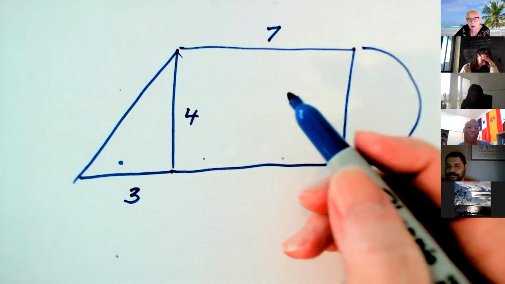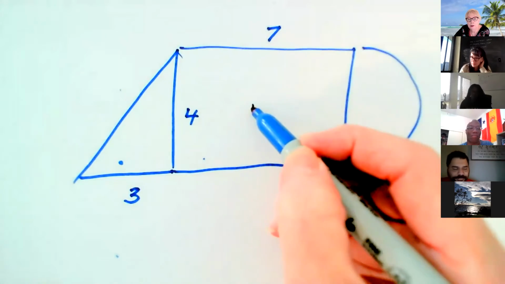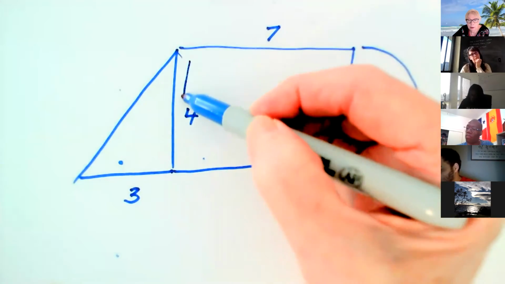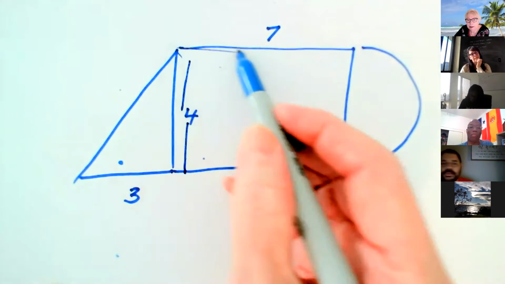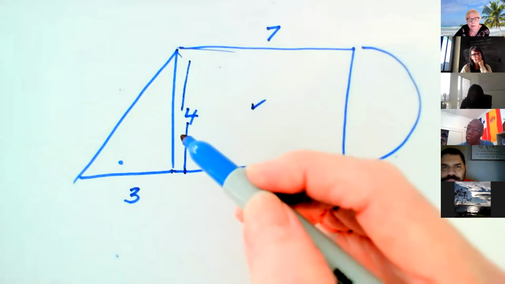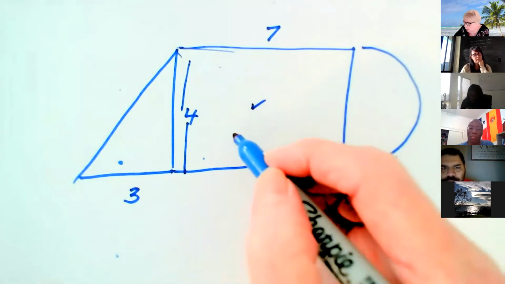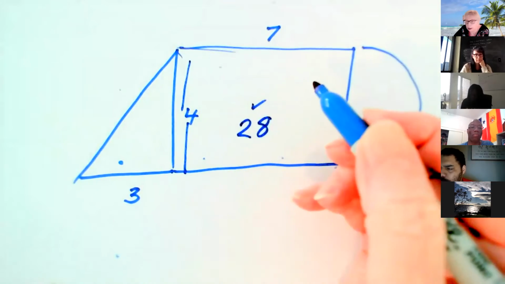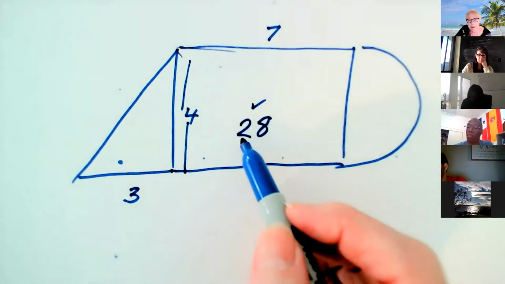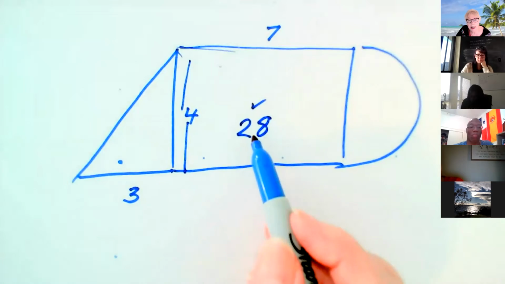So to do area, the easiest one to do is right here. It's this rectangle, and it's 4 vertically and 7 horizontally. So area, length times width, would be 7 times 4. I'm just going to put it right in here. 28. I don't remember what the unit was, but we'll figure that out in a minute. So 7 times 4 is 28. That's this.